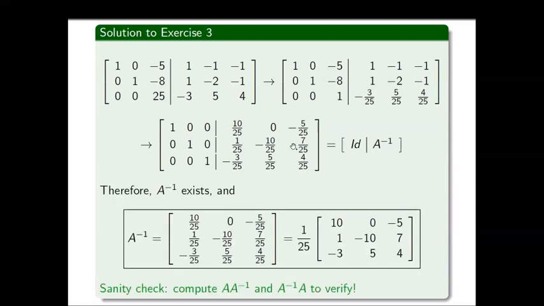So the algorithm tells us that A inverse is 1 over 25 times the matrix with rows 10, 0, minus 5; 1, minus 10, 7; and 3, minus 3, 5, 4. And for the sake of your sanity, you should take this A inverse and compute A times A inverse and A inverse times A to verify that it is indeed the inverse of the matrix A.